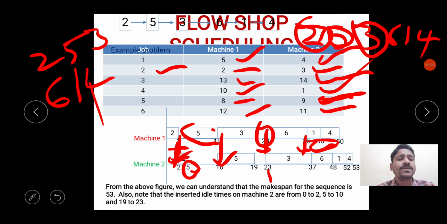So here, one more thing you have to identify. If you are asked to find out only the makespan, then you can easily say by this Gantt chart it is 53 hours. That is the maximum time to finish all the jobs. What you can see here, the number 53 hours will be the makespan, right?